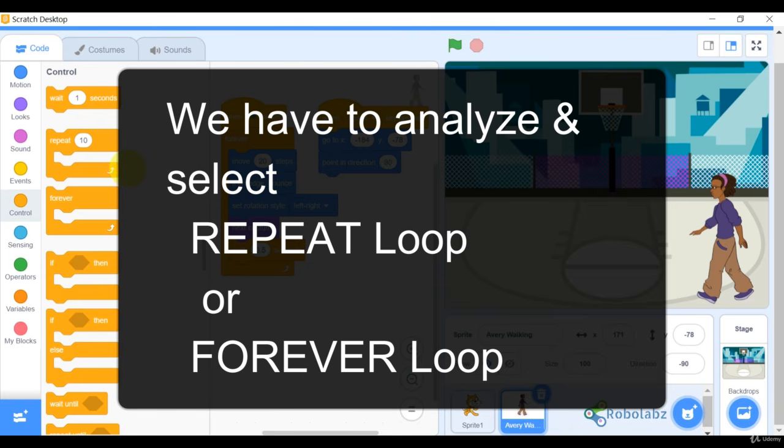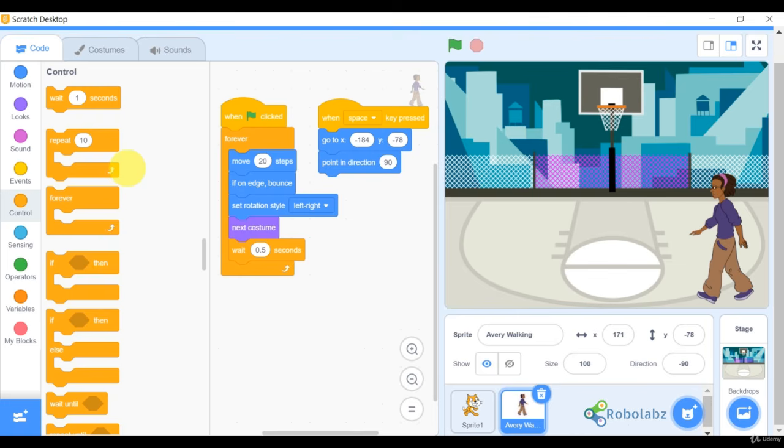And we need to understand these differences ourselves. We have to imagine whether we will need a repeat loop here or we will need a forever loop here. So I hope you have enjoyed this lecture and you have learned something new. You have understood how a repeat and a forever loop works.